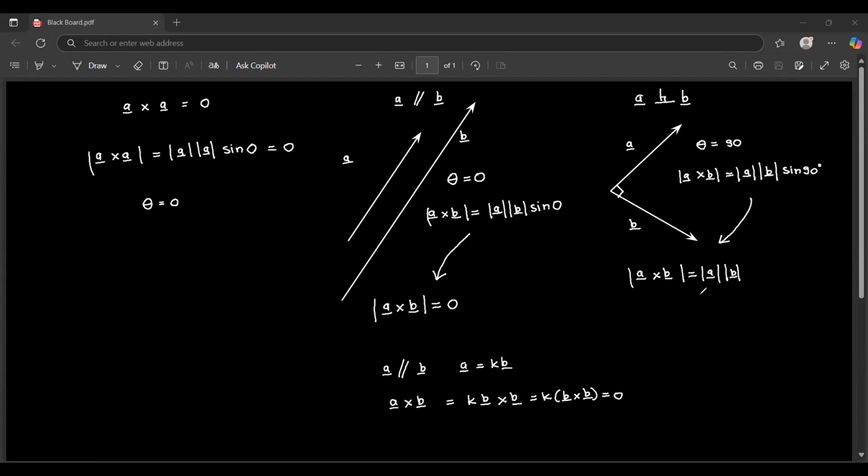Now let's do a tricky question by using the scalar product as well as the vector product. They are saying the scalar product of A dot B is equal to X, and the magnitude of A cross B is equal to Y, and they are asking us to find the angle between the vectors A and B.